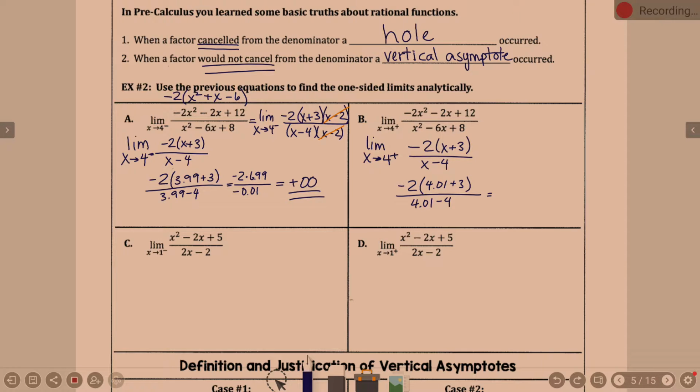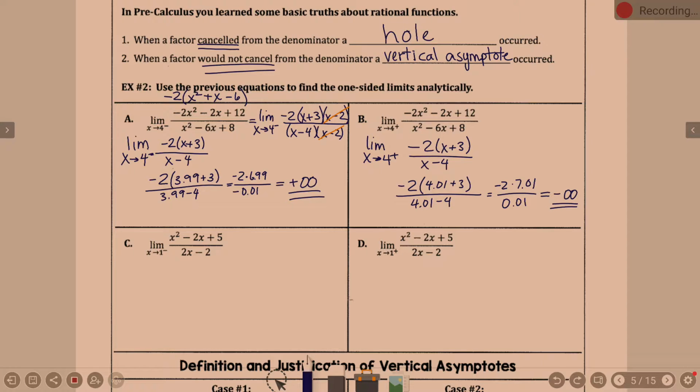This time, what is the main difference? I mean, it's -2 times 7.01, so numerically it's still about 2 times 7 or about 14. On bottom, it's 0.01, but what's the difference? Yeah, we now have a negative divided by a positive instead of just having the same signs. So this one is going to result in what? Negative infinity.